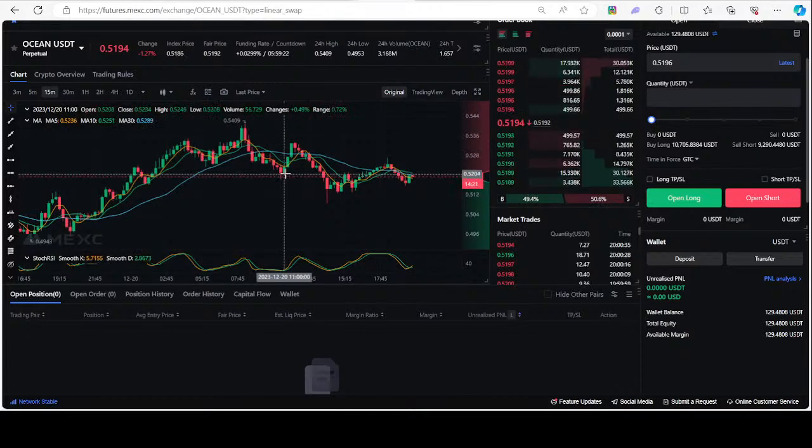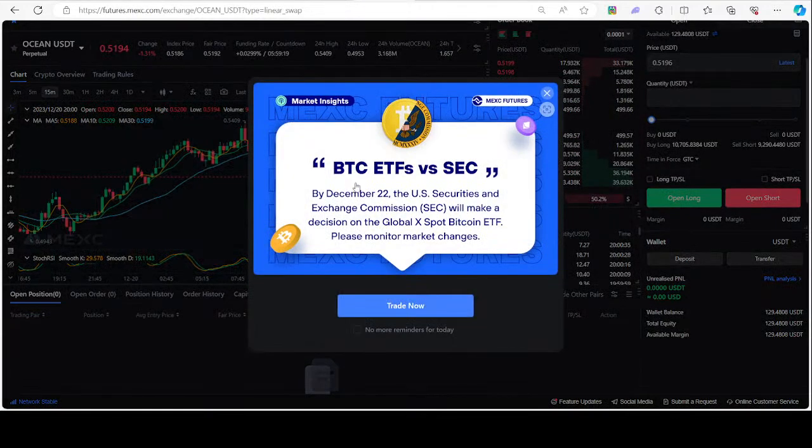Because that's what I was talking about before, when we were making all the BTC ETFs. December 22nd, the U.S. Securities and Exchange Commission will make a decision on Global X spot Bitcoin. That's going to get pushed, just so you guys know.